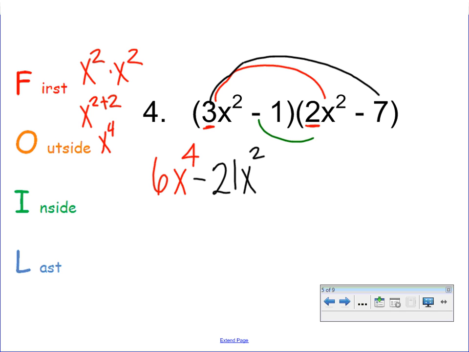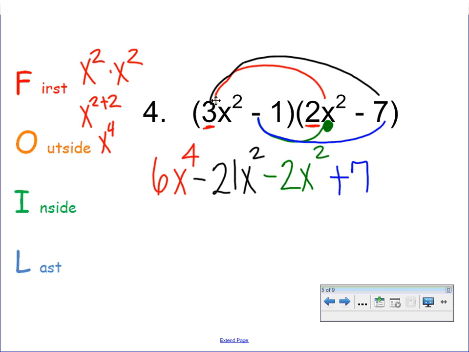Negative 1 times a positive 2x squared. A negative 1 times a positive 2 gives me a negative 2. Got to include that x squared that came from this right there. Okay, now I have my last terms. That's going to be negative 1 times negative 7. Negative times a negative is always a positive.